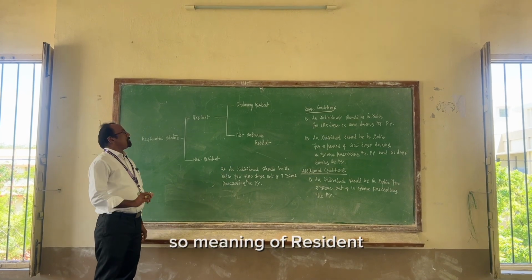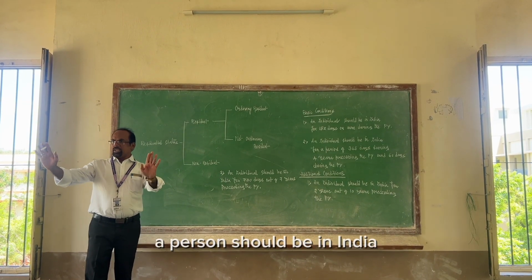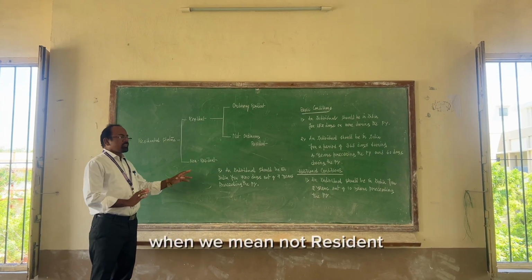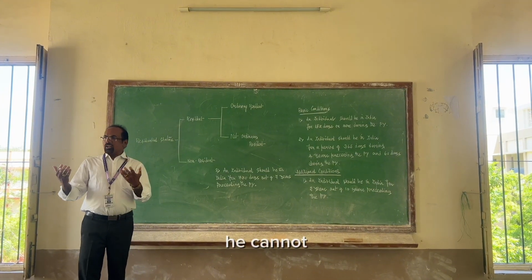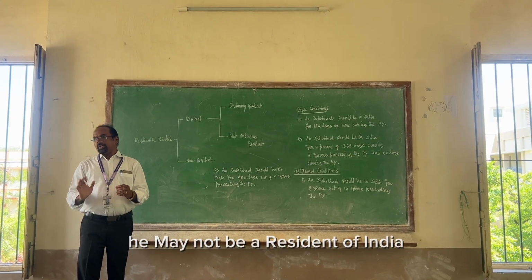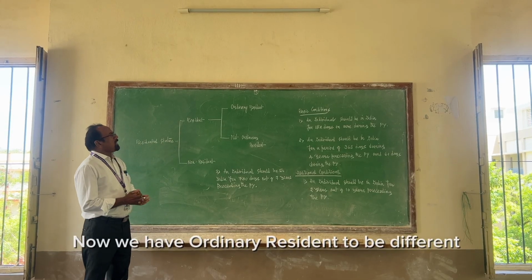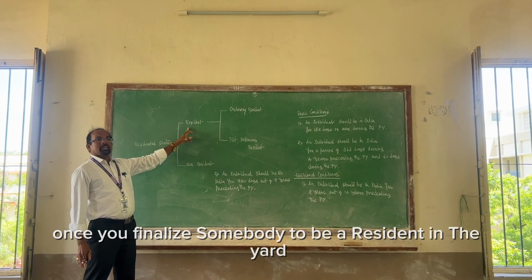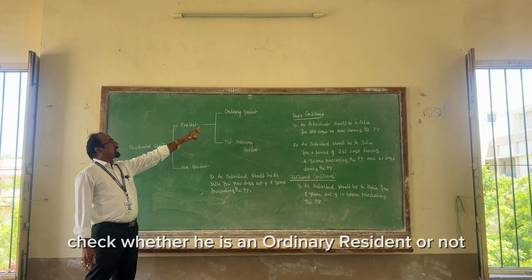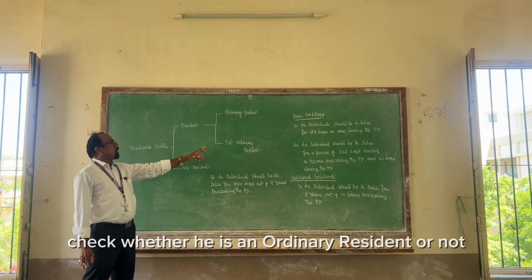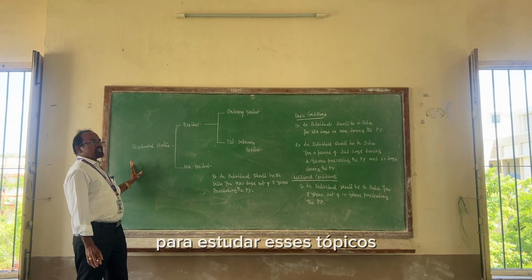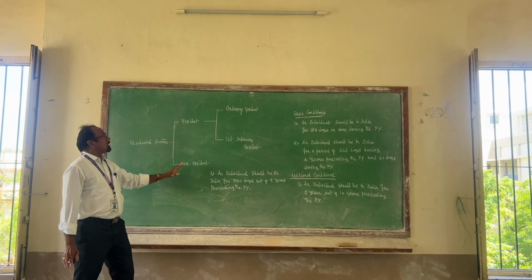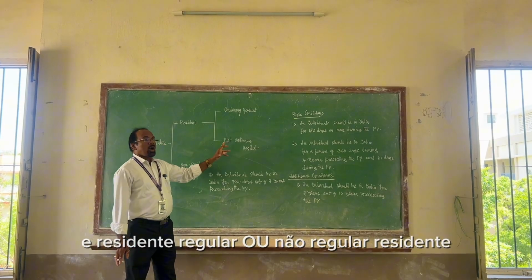So, meaning of resident. A person should be in India, a person should be a resident of India. That is the concept. When we mean non-resident, he may not be a resident of India. Now, we have ordinary resident to be defined. Once you finalize somebody to be a resident in India, we should also check whether he is an ordinary resident or non-ordinary resident.